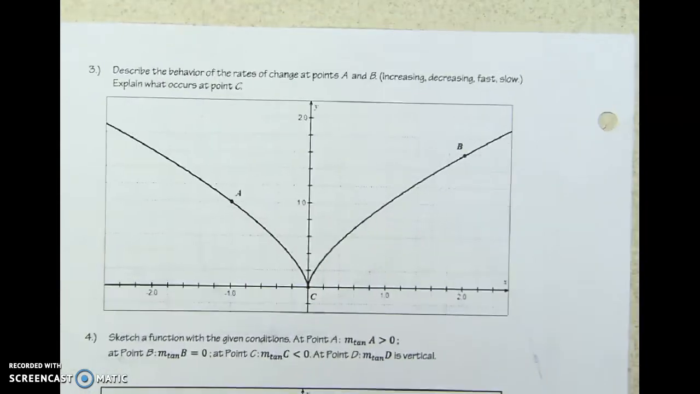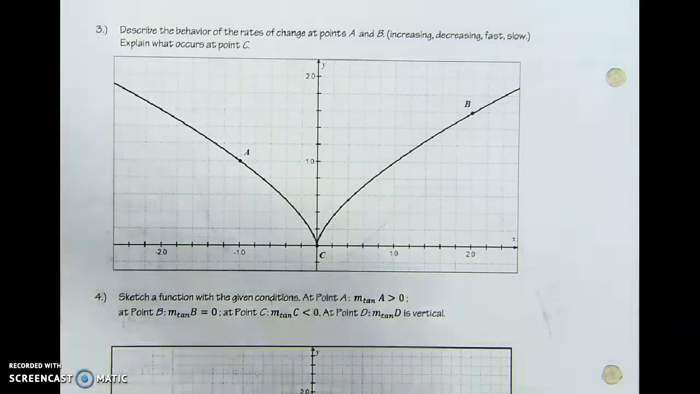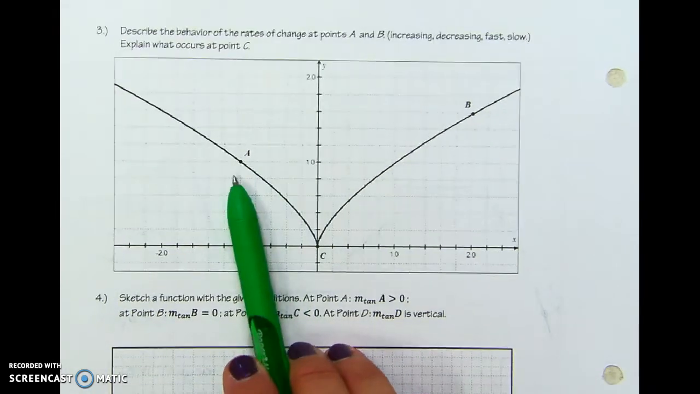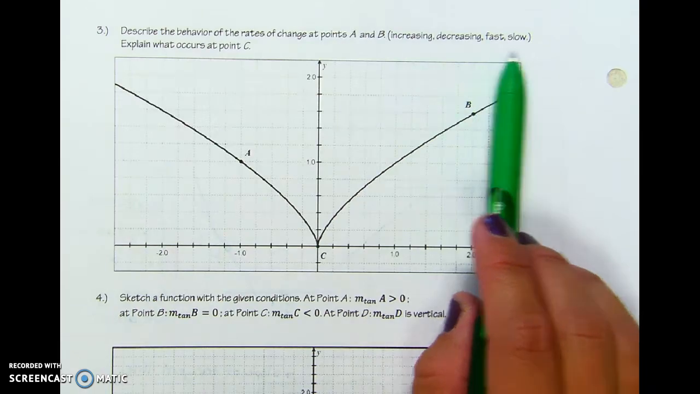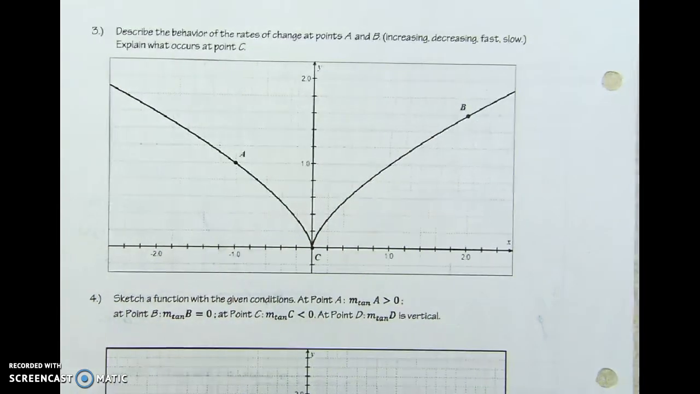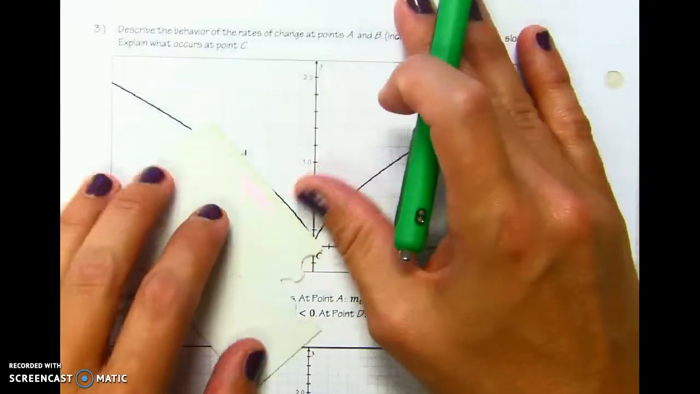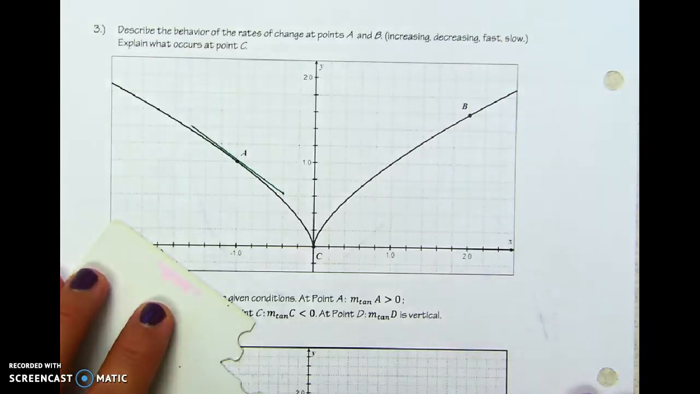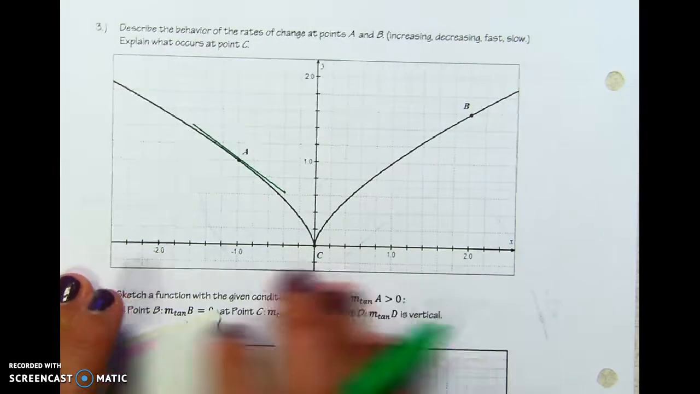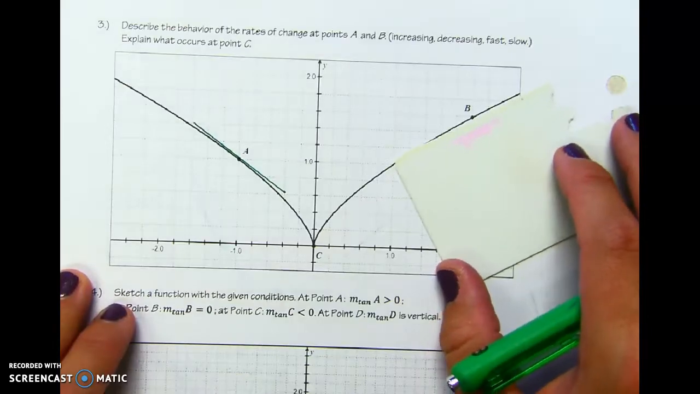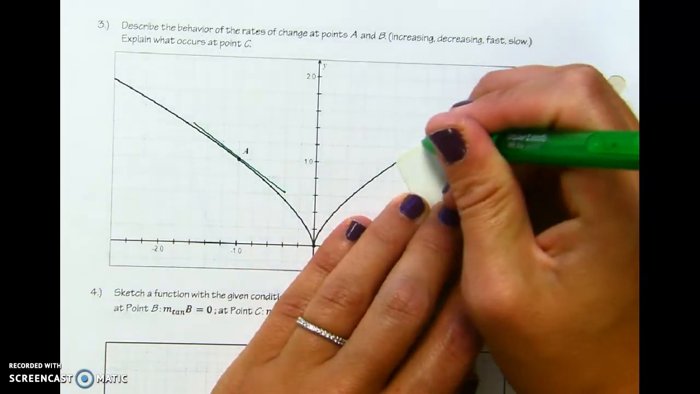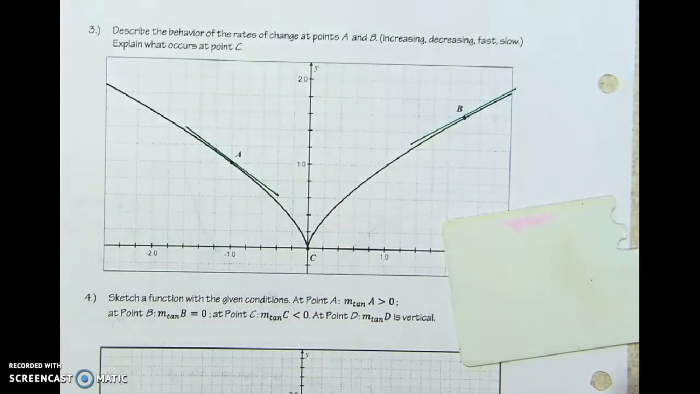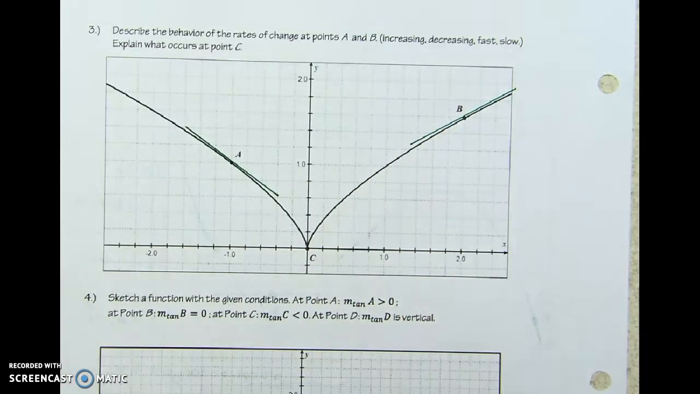Okay, what's going on here? Describe the behavior of the rates of change at point A and point B. Is it increasing, decreasing? Explain what's happening at point C. So let's draw this tangent line at A. And the tangent line at B. And here's the big idea for this whole next unit we're talking about. Ready?